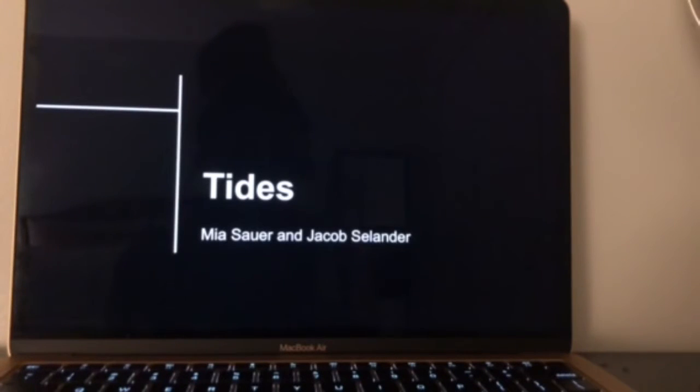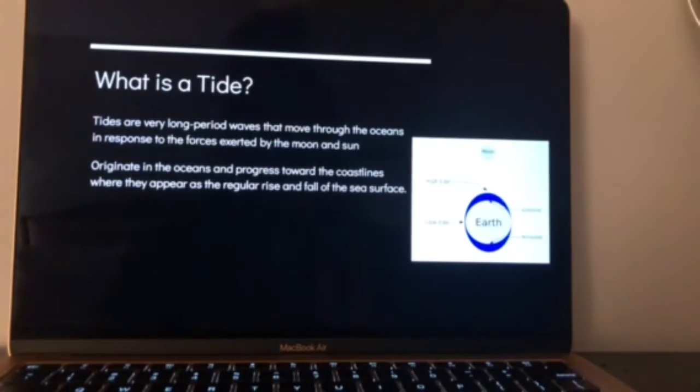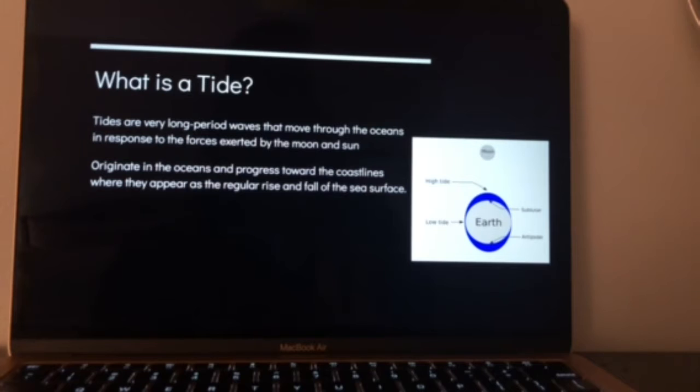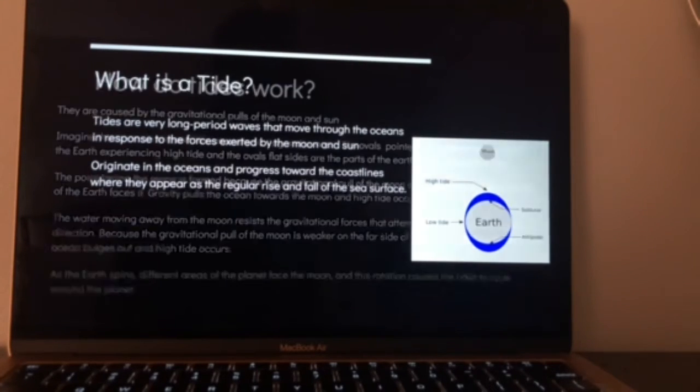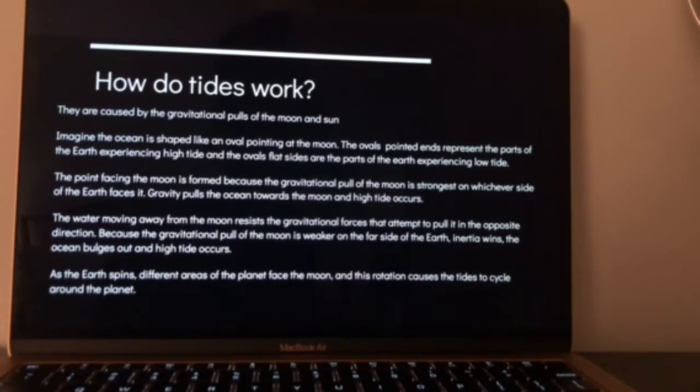So what me and Jacob are reviewing are tides. What is a tide? Tides are very long period waves that move through the ocean in response to the forces exerted by the moon and sun. They originate in the oceans and progress towards the coastlines where they appear as the regular rise and fall of the sea surface. How do tides work? They are caused by the gravitational pulls of the moon and sun.